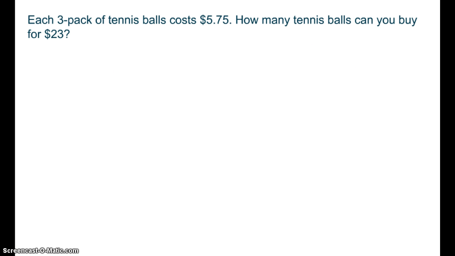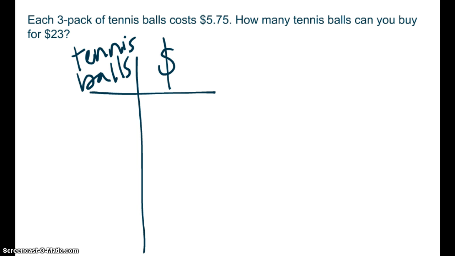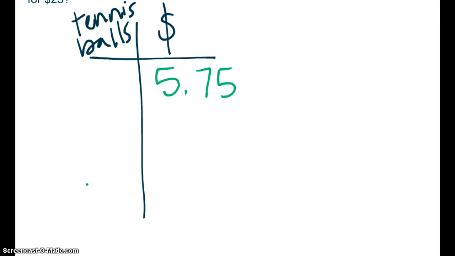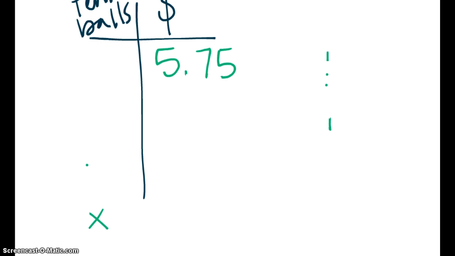Now I want you to write this one down. Each 3-pack of tennis balls costs $5.75. How many tennis balls can you buy for $23? Write this down and see if you can set up a ratio table. All right, so we are comparing tennis balls to dollars. So we know that 3 tennis balls are $5.75. And we want to know how many tennis balls. So X number of tennis balls for $23.